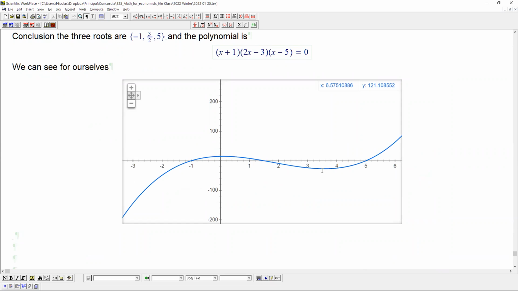Oh yeah. All right. So what do I see? -1. Yes, here -1. 3 halves. Yes, this one, and 5. So we see that we indeed get something that's cubic, and we have our 3 roots here. All right.